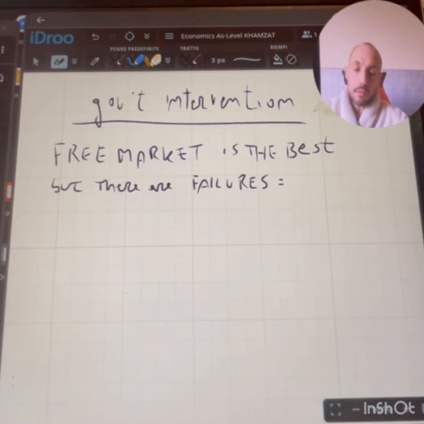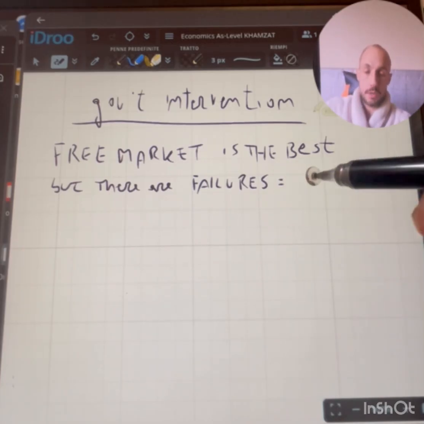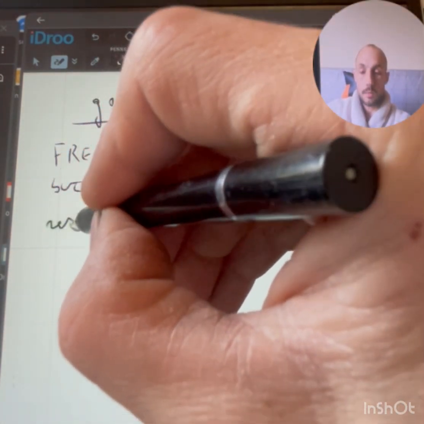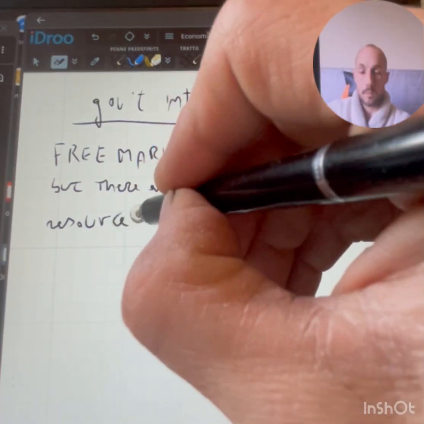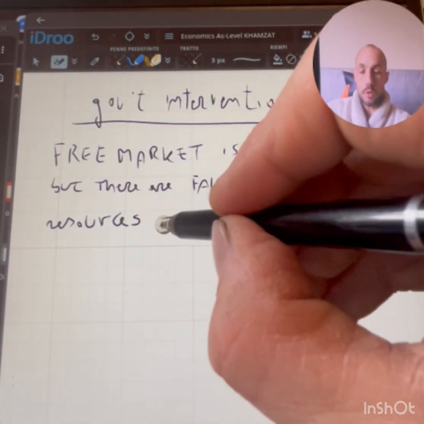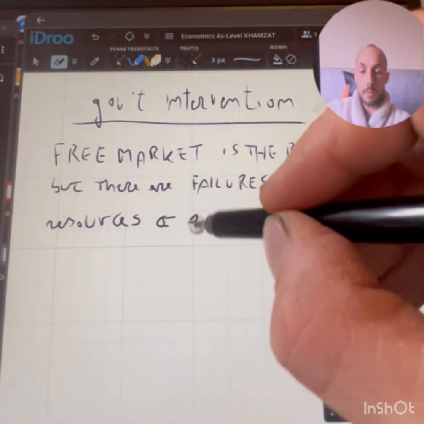The market fails whenever there are unallocated resources. Unallocated resources. And to solve this, the government kicks in.